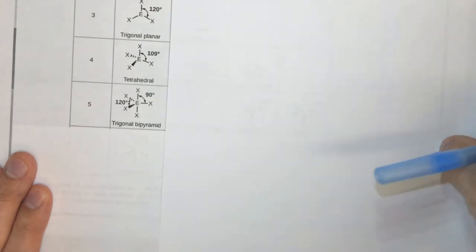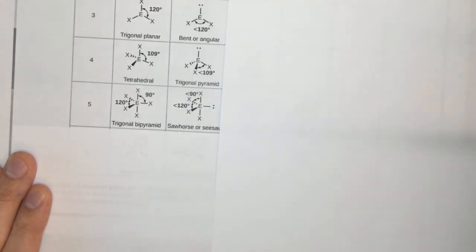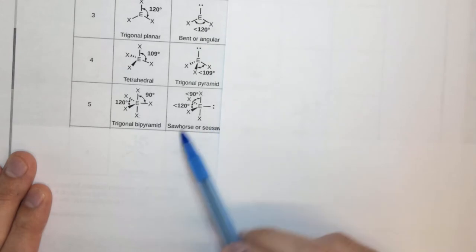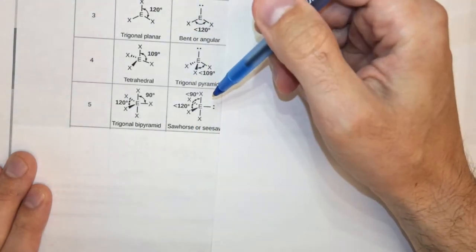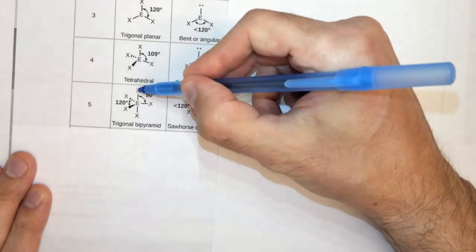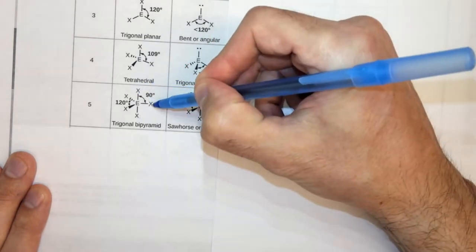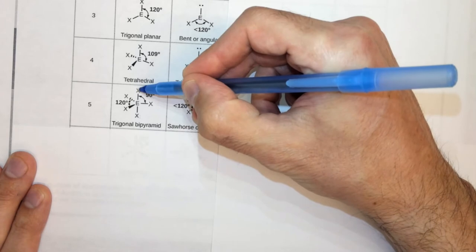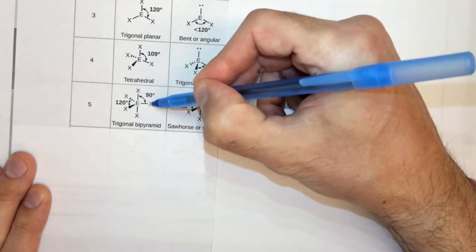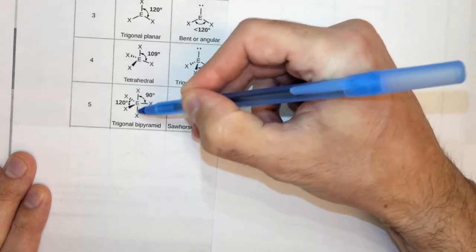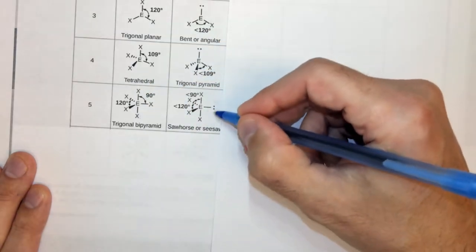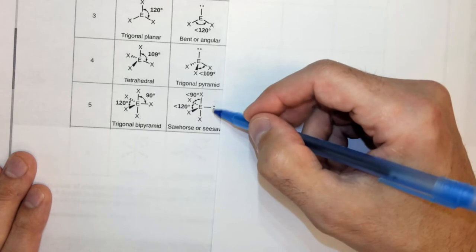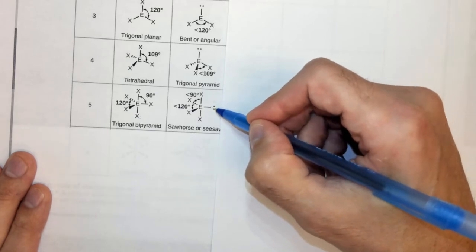If we look at what happens if one of those is a lone pair, well, the lone pair has two choices. It could either go here or here. If it goes here, it's 90 degrees from 1, 2, 3 X's. If it goes here, it's only 90 degrees from 2 X's. So this lone pair chooses to go here. And you don't need to memorize this, but that's why the lone pair is in the axial plane.